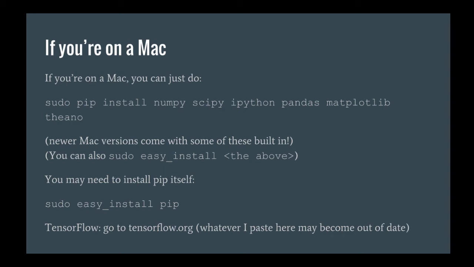If you're on a Mac, you can just do sudo pip install NumPy, SciPy, IPython, Pandas, Matplotlib, and Theano. Alternatively, you can use easy install, which might have a more recent version. You may need to use easy install to install pip itself, which is just sudo easy install pip. If you want to install TensorFlow, just copy the command at tensorflow.org. It's just a pip install command that points to their custom installation location. I won't put it here since it corresponds to a specific version, and that version may become out of date by the time you watch this. That is good news because the people working on TensorFlow are updating it all the time.